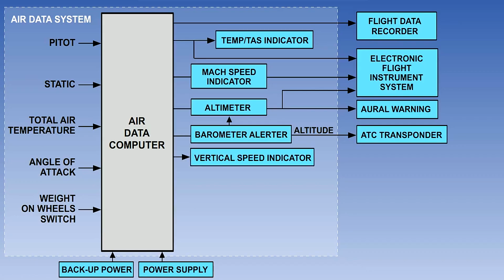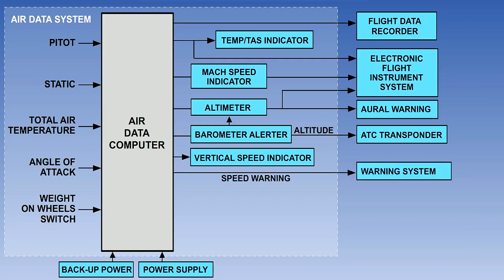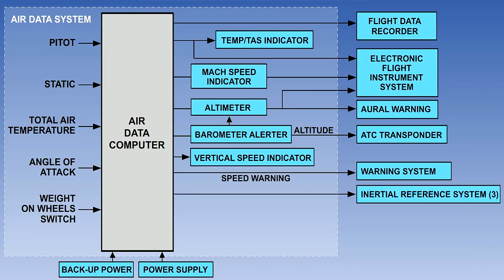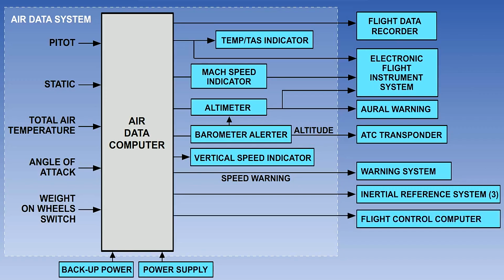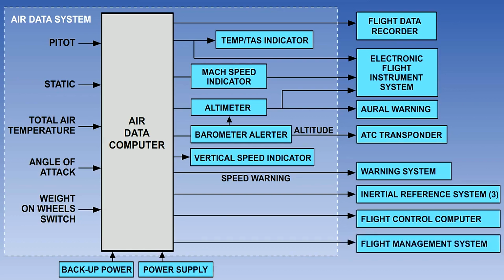There is an output to the direct reading VSI and the same information is also fed to the EFIS. There will also be both an overspeed and an underspeed or stall warning system. The stall warning system is decoupled when the aircraft is on the ground, which explains the need for the weight on wheels switch. Outputs are also fed to the three inertial reference systems, the flight control computer and the flight management system, or FMS. These will be covered later in the course.